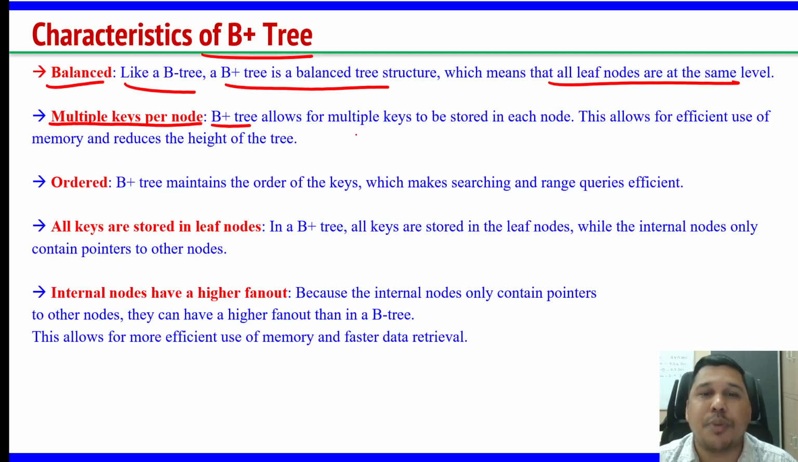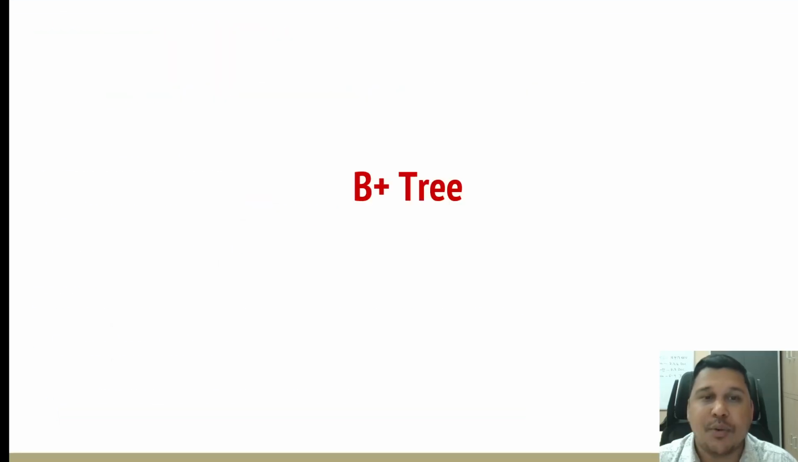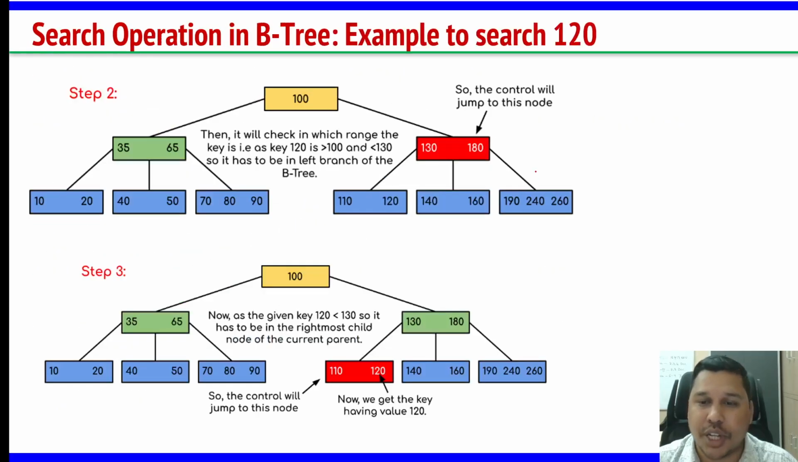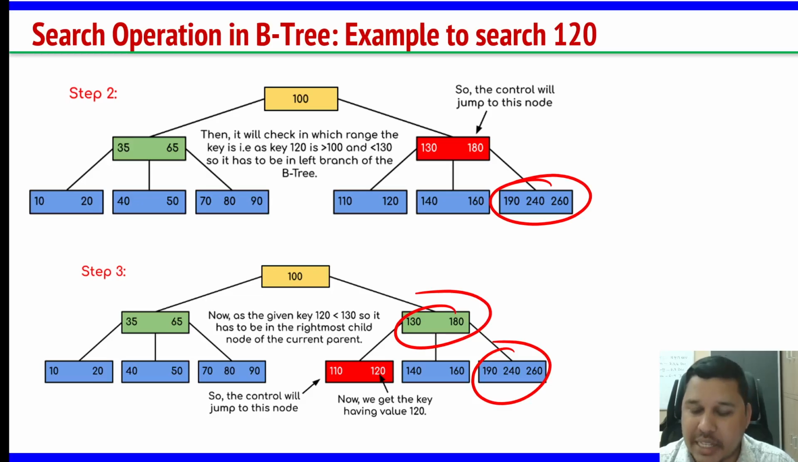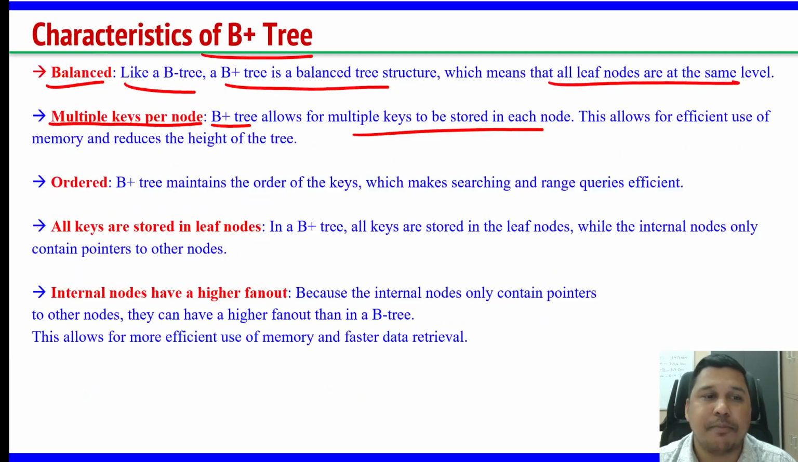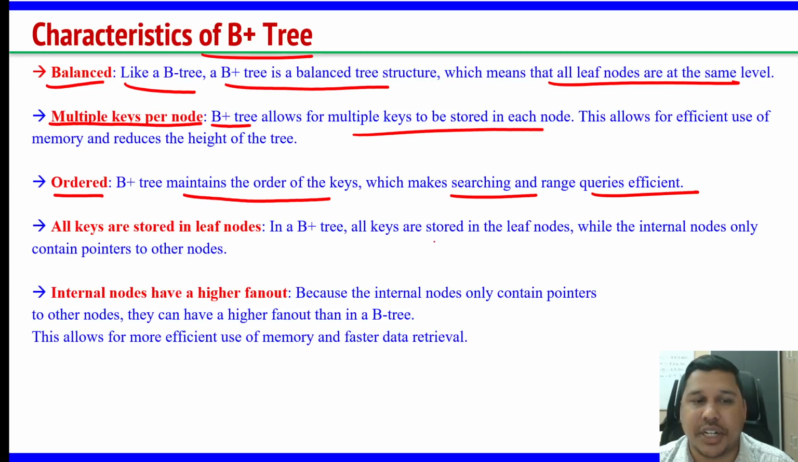B plus tree allows multiple keys to be stored in each node. Even in B tree, we are doing that, no? We are storing 3 keys, 2 keys. Multiple keys are possible even in B plus tree. Ordered, it maintains the order of the keys, the same as your B tree. We are maintaining order of the elements. They are in sorted order, which makes searching very efficient.